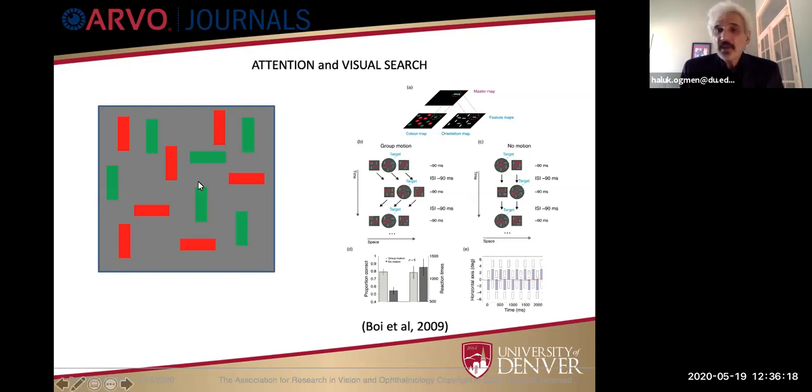In some trials, the target is present. In other trials, the target is not present. The task of the observer is to report whether the target is present or not. In a conjunction search, like this one, where you have an AND of two features, a Boolean AND operation, this is a very time-consuming, attention-dependent process.